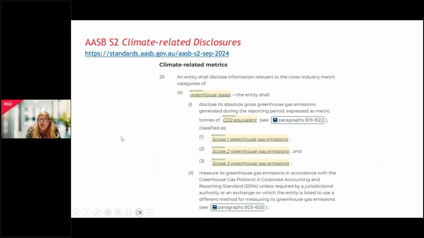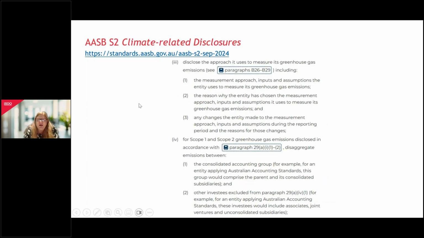It's still voluntarily available. When they talk about climate-related metrics, they start off in paragraph 29 focusing on the greenhouse gases that we measure under the greenhouse gas protocol. So they say the greenhouse gases shall be disclosed, and it should be disclosed as a carbon dioxide equivalent. You have to be classified under scope 1, scope 2, scope 3. It should be measured under the greenhouse gas protocol. So that is really important for us. So it brings the greenhouse gas protocol in.